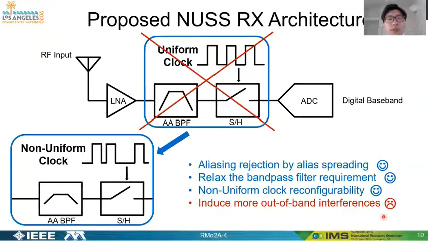Unfortunately, more interferences will be induced during the non-uniform subsampling process. Because these interferences are out of band, they can be removed by the non-uniform DSP technique in post-processing. Also, since these induced interferences are relatively small, the cost of the non-uniform DSP is low. Then the next question is how to generate this non-uniform clock.